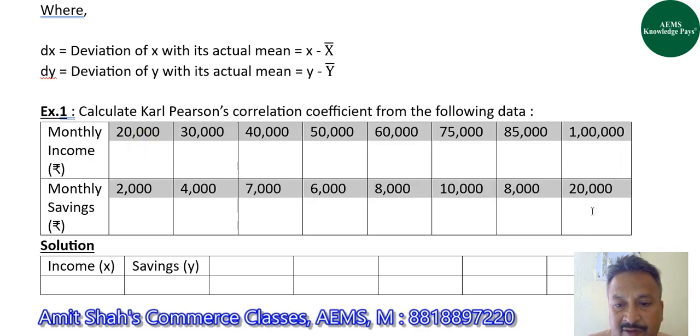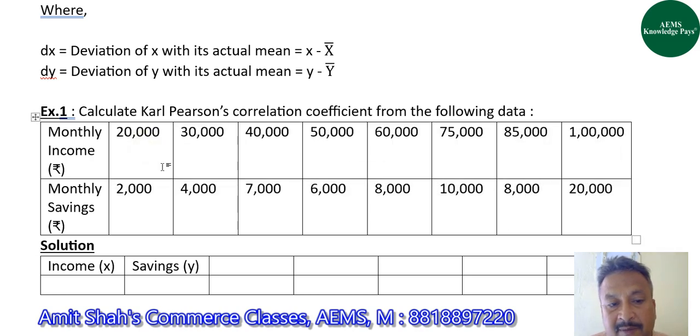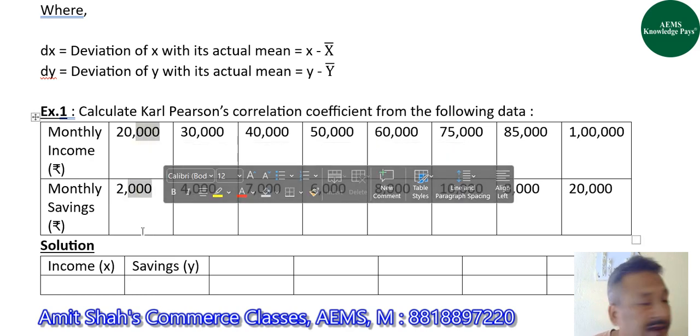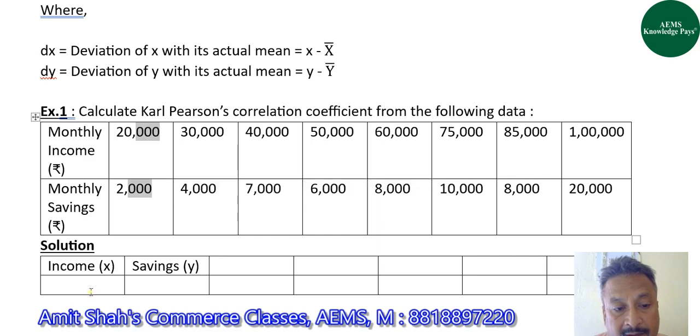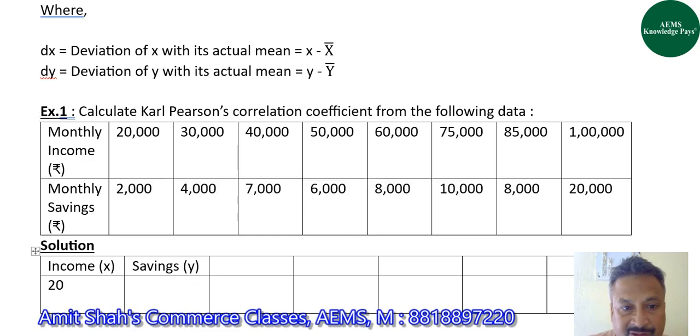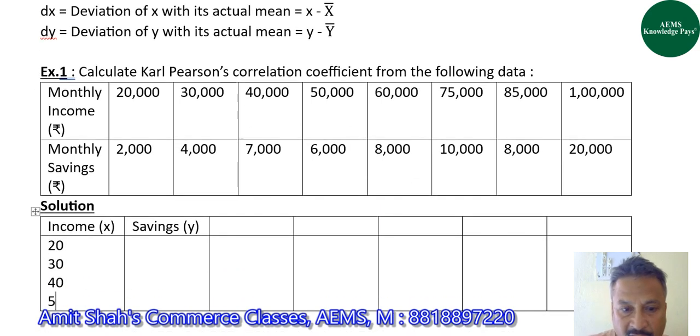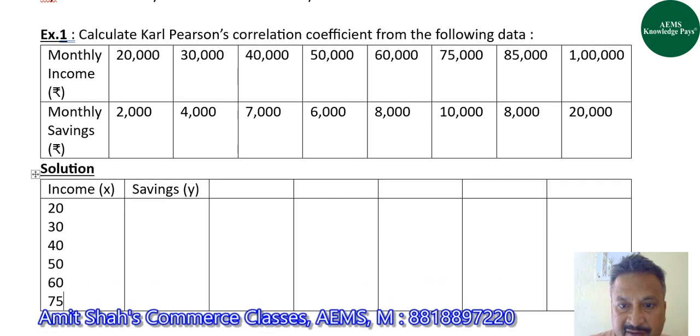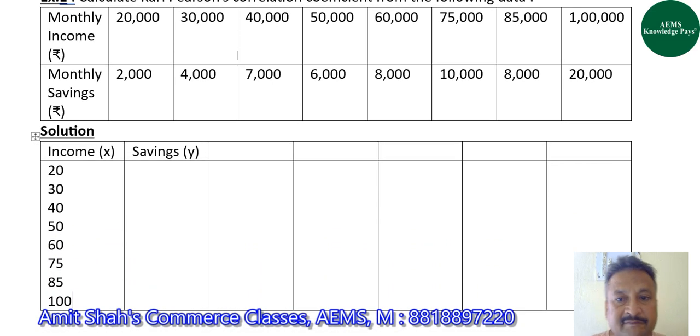Since the data given to us here is in multiples of 1,000, that is, everywhere three zeros are there, we can ignore them. So I'm writing income as 20 instead of 20,000, then 30, then 40, then 50, then 60, then 75, 85, and 100.